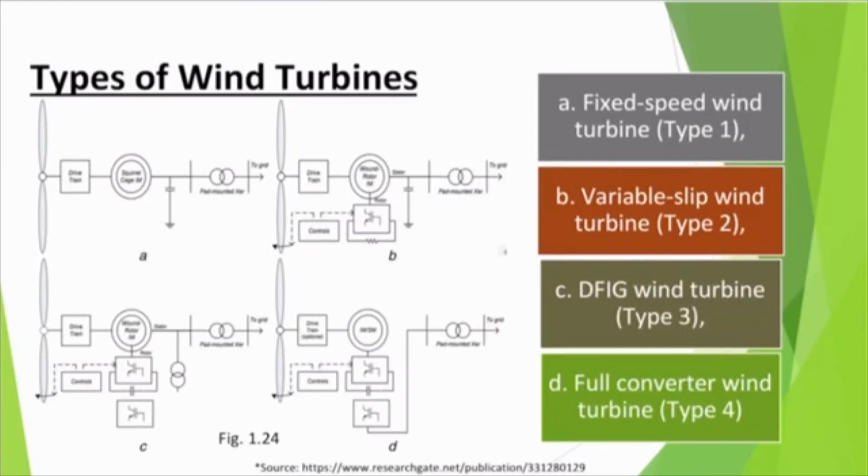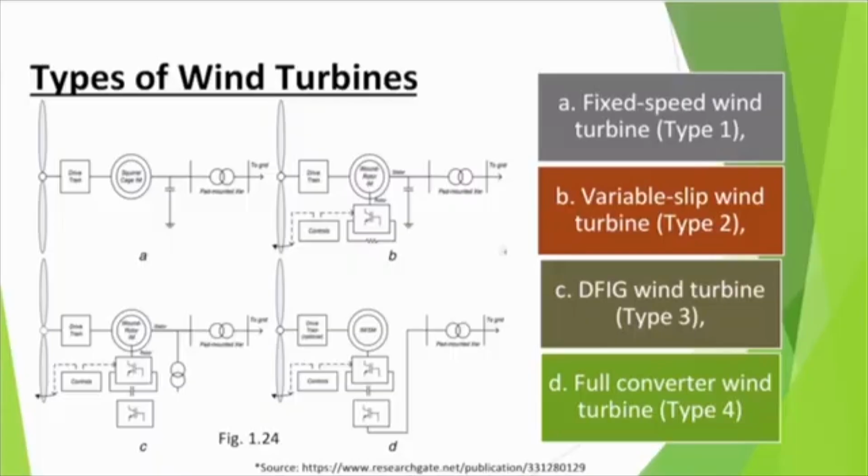Now, there are different types of wind turbines, and you can see there are 4 diagrams, A, B, C, D, and they are typical arrangements through which wind turbines operate. The first type is known as fixed speed wind turbine, which is type 1. The second one is variable slip wind turbine, which is type 2. The third one is very popular and commercially utilized across the world, and that is DFIG, the doubly fed induction generator wind turbine, which is type 3. And the fourth one is full converter wind turbine, which is type 4.